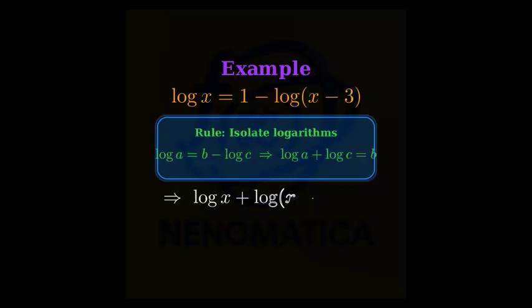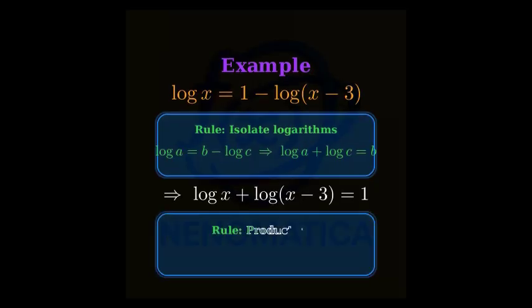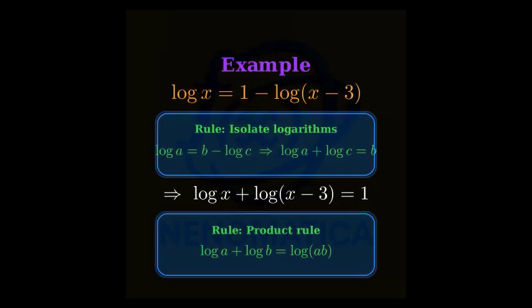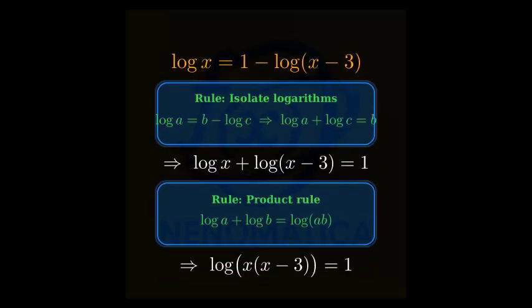So we get log x plus log of x minus 3 equals 1. Step 2. Apply the product rule for logarithms. The sum of logs becomes the log of a product. Therefore, we have log of x times (x minus 3) equals 1.